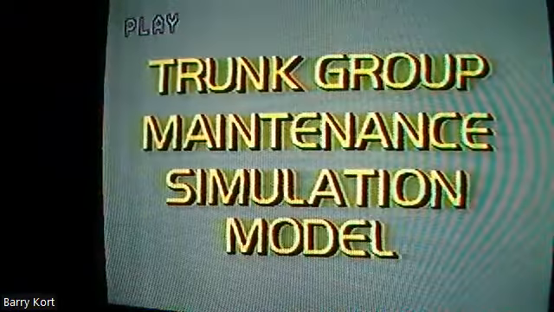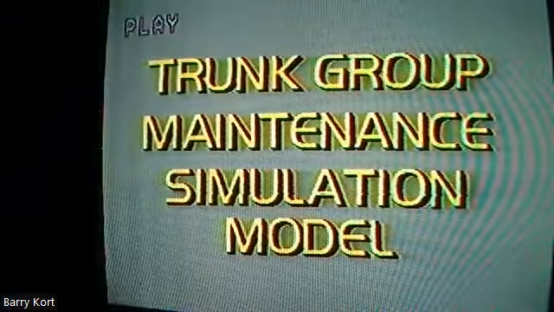Trunk group maintenance simulation model. Here you see a diagram which represents the histogram of a distribution, the distribution being that of the loss deviation of a trunk group. Here we are simulating a trunk group of 36 trunks.